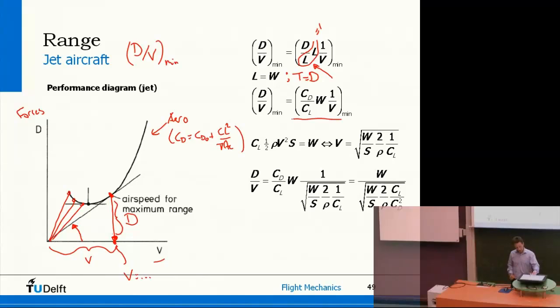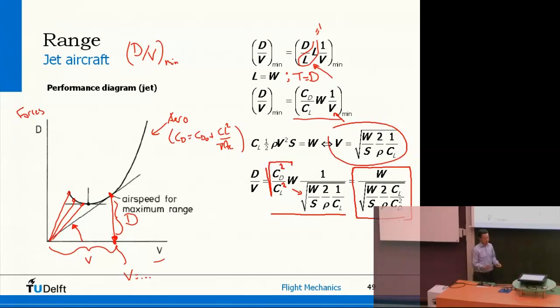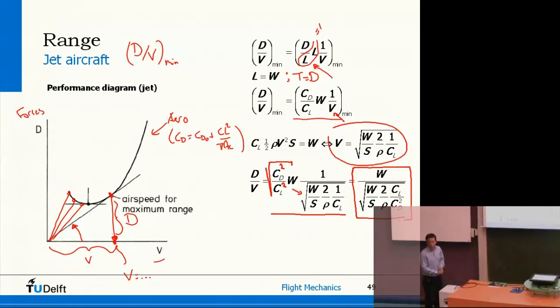And you can also say CD over CL is the same as the square root of CD squared over CL. If you do that, you can put the square root into that square root, and then you obtain this final result. If you look at that carefully, you see aerodynamic drag divided by airspeed depends on aircraft weight, air density, and the wing surface area, but for now we just assume them all to be constant.